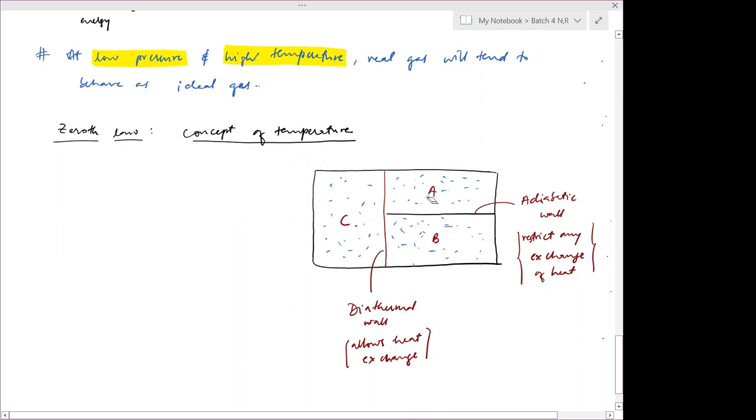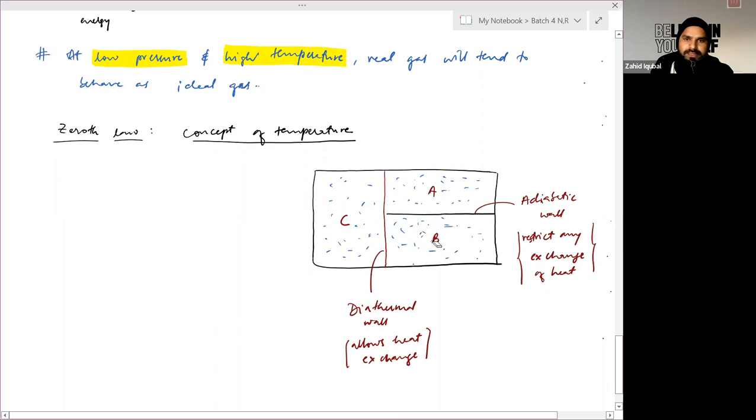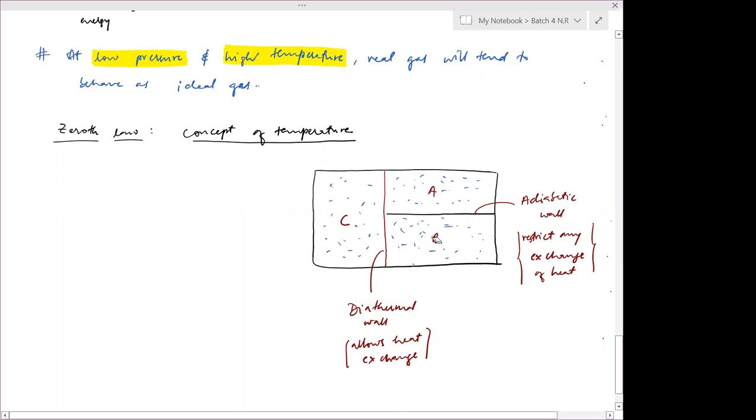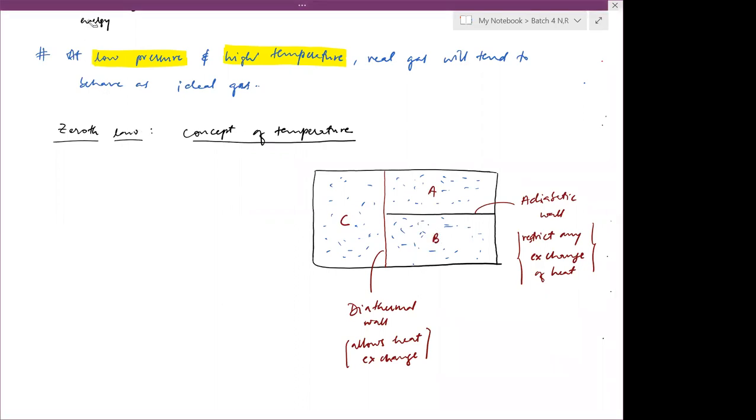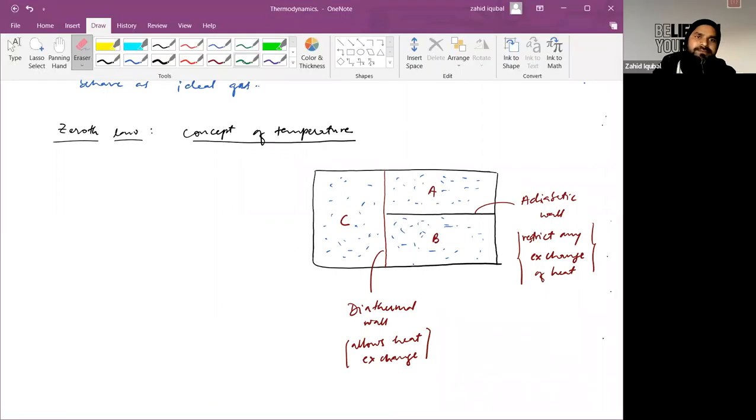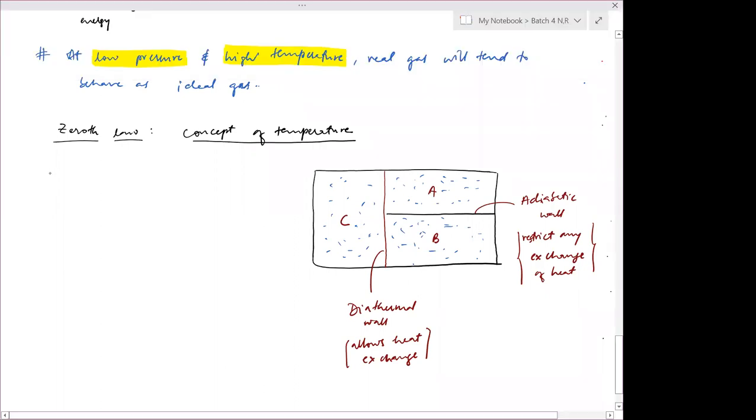So we can say if two thermodynamical systems, let's say A and B, are individually in thermal equilibrium with a third system C, then they must be in thermal equilibrium with one another.